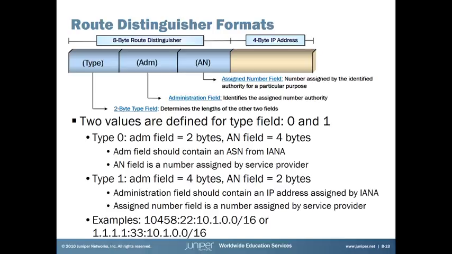So the 1.1.1.1, that is the router ID of the originating router. The 33 is the number which uniquely identifies that particular virtual routing forwarding table. And then we've got the actual customer's original route there, the 10.1.0.0/16. Okay, so that's kind of an example of what it would look like with a route distinguisher added.